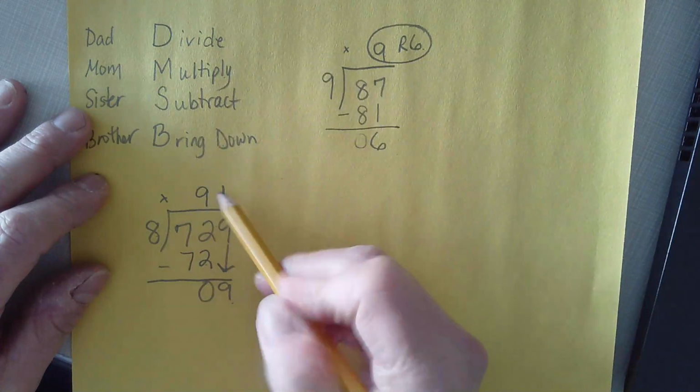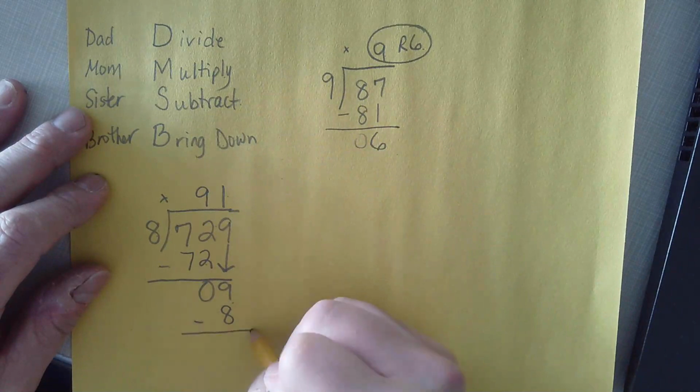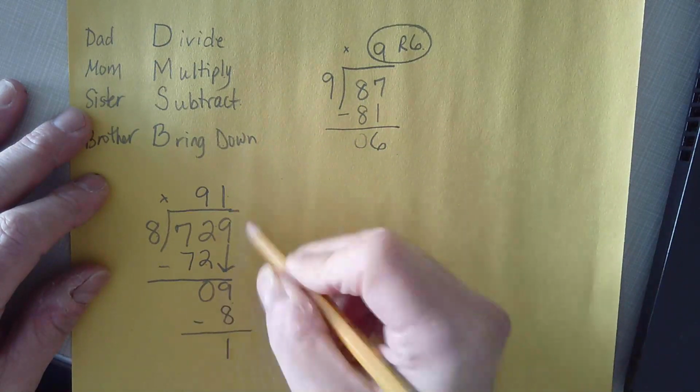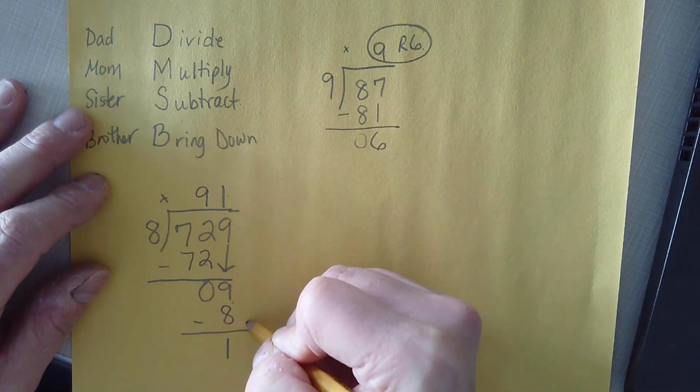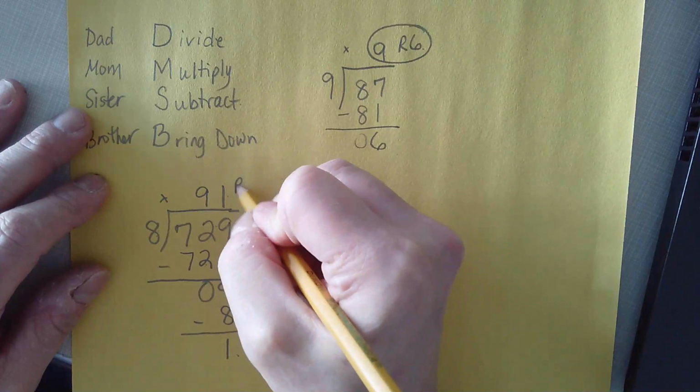8 times 1 is 8. Now we need to subtract. 9 minus 8 is 1. Is there anything left to bring down? There is not. But we do have a remainder, and we need to make sure that we write what that remainder is. That remainder is 1.